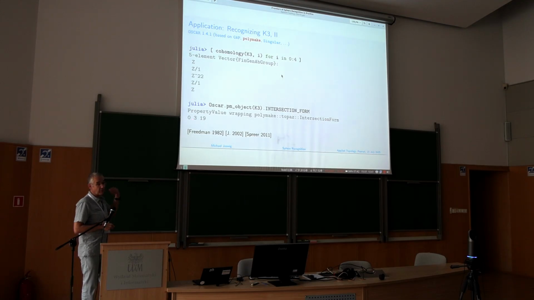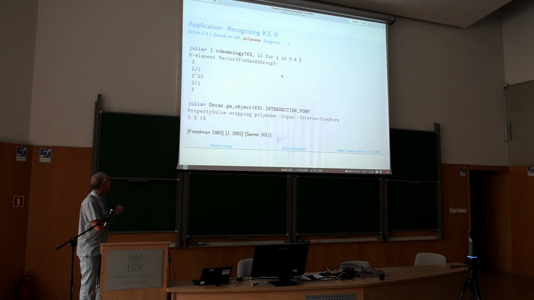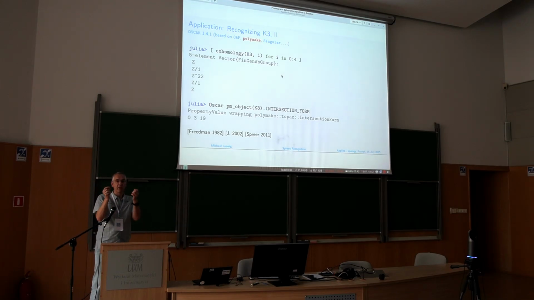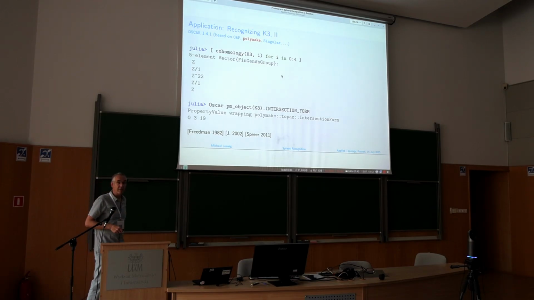This is an even form. If you evaluate the quadratic form on vectors and itself, you always get an even integer, and then you can treat this quadratic form as a real quadratic form, right? You have Sylvester's law of inertia, you compute eigenvalues, so you have positive eigenvalues and negative eigenvalues. In this case you have 3 positive and 19 negative eigenvalues, and this identifies the K3 surfaces, thanks to Freedman.